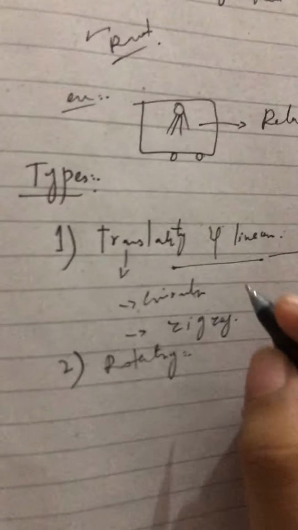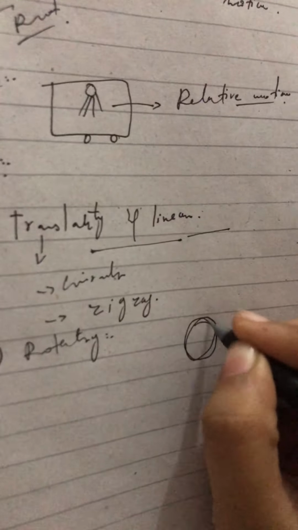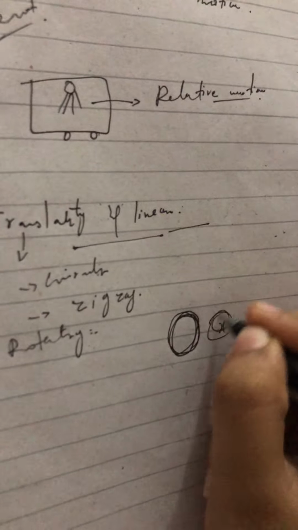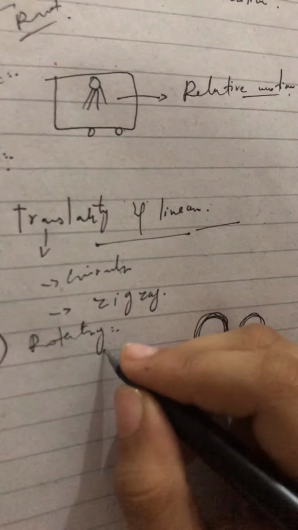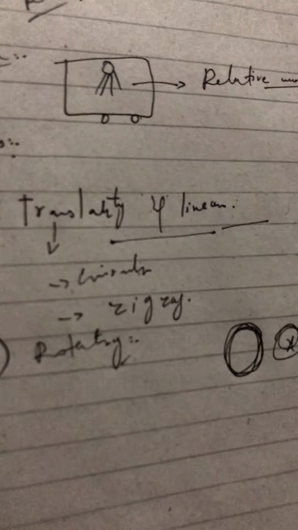What is rotatory? If a body moves on one axis only, like the x-axis, it will only move on one axis, so that will be called rotatory. After that we have vibratory.